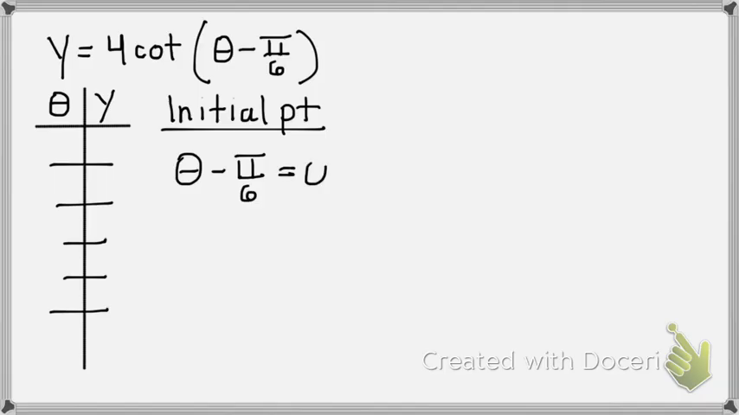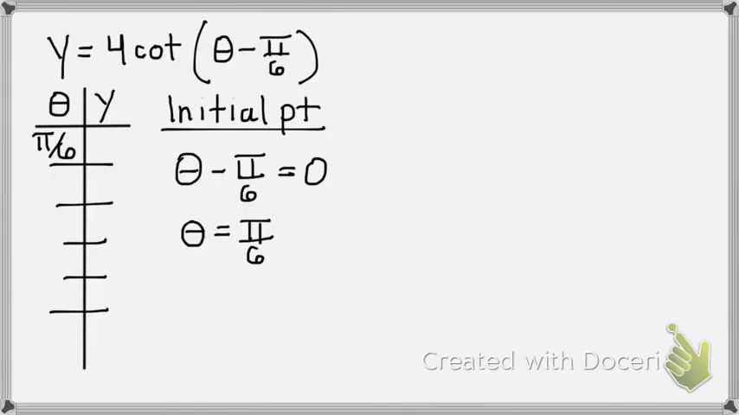And this is how you find the initial point for any of the trigonometric graphs except for tangent, which uses negative pi over 2. For all the others, we're going to set this argument, the value that we're taking the trig function of, equal to 0, and then solve for theta, and that gives us our initial point, in this case pi over 6.